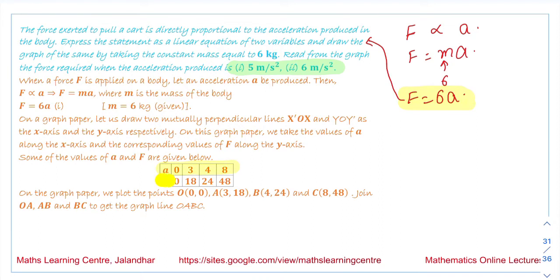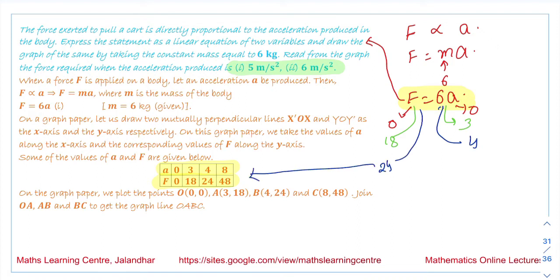The calculations we have shown over here. When you put a equal to 0, you get F equal to 0. When you put a equal to 3, you get F equal to 18. When you put a equal to 4, you get F equal to 24. Likewise you will get these points over here. So the points we are interested to plot are (0, 0), (3, 18), (4, 24) and (8, 48).